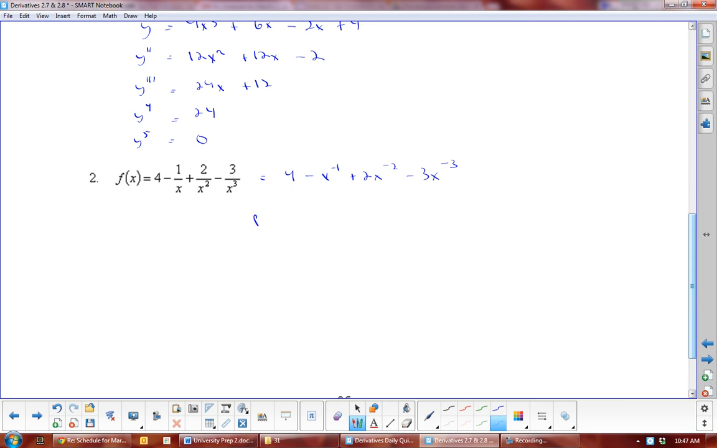Okay, so first derivative. What happens to that 4? It's gone, right? And then the negative 1 is coming, so it's going to be 1x to the negative 2. We always want to lessen 1 up top, right? Take 1 away. And the next one would be minus 4x to the negative 3 plus 9x to the negative 4.